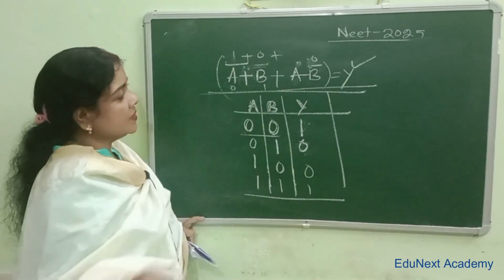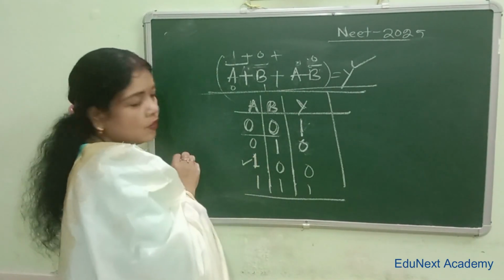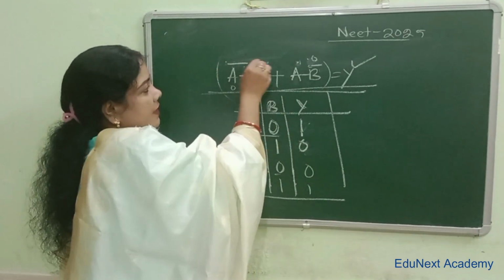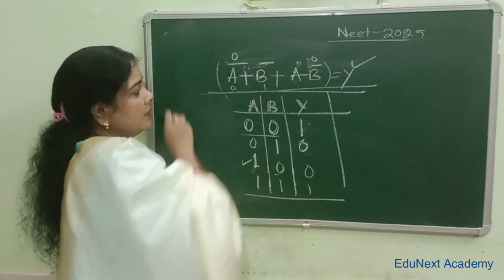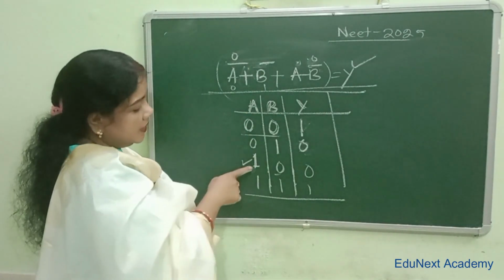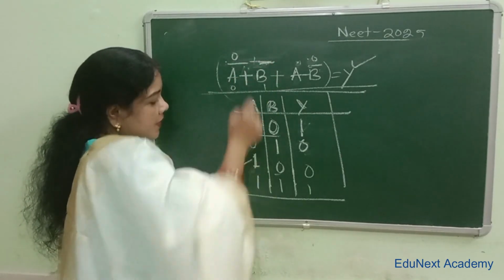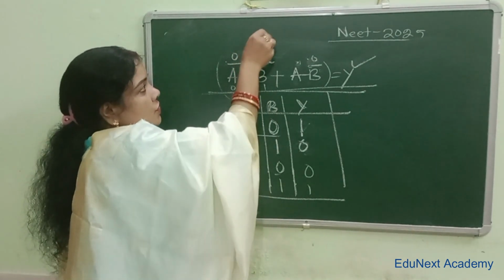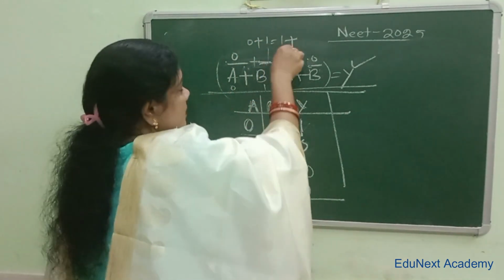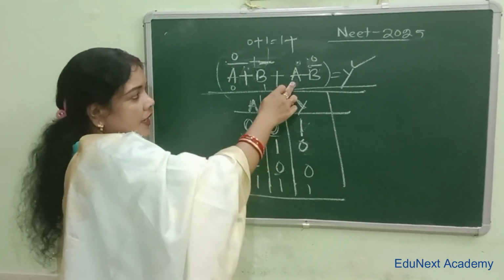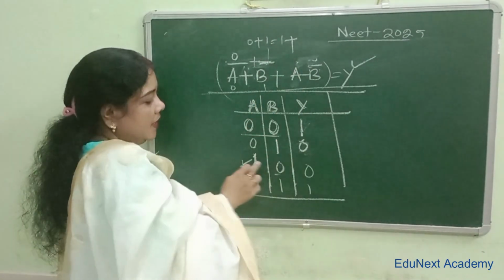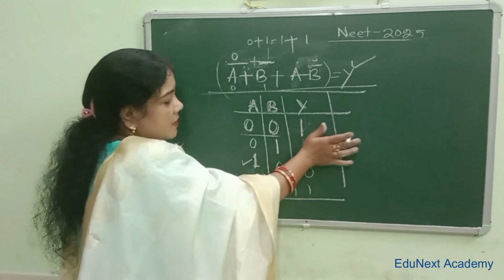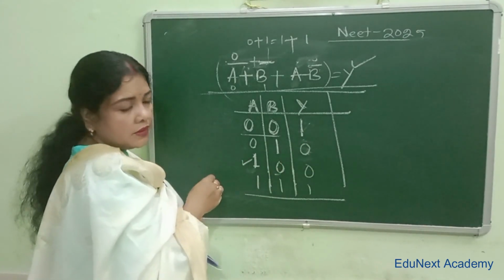Again take A equal to 1 and B equal to 0. Let's see what is coming. If I take A equal to 1, A complement will be 0, plus B is 0, so B complement is 1. That means 0 plus 1, that is equal to 1. Plus here A into B bar: A is 1, B bar is 1. That means 1. 1 plus 1, the output is 1.